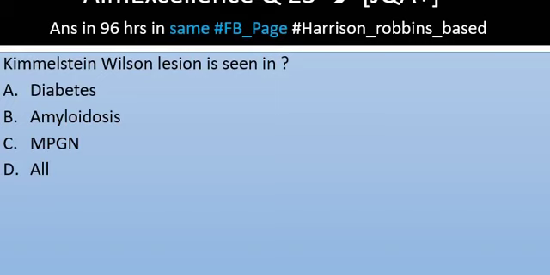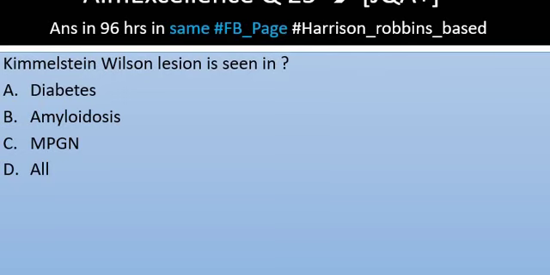In this particular question, you have responded tremendously. Doctors all around India and across the globe responded, because this question has been asked before in the NEET PG examination and also in the USMLE examination. So you found the similarity and you responded generously. The four options given here: A is diabetes, B is amyloidosis, C is membranoproliferative glomerulonephritis, D is all. So we will explore and see where the Kimmelstiel-Wilson lesion is seen.